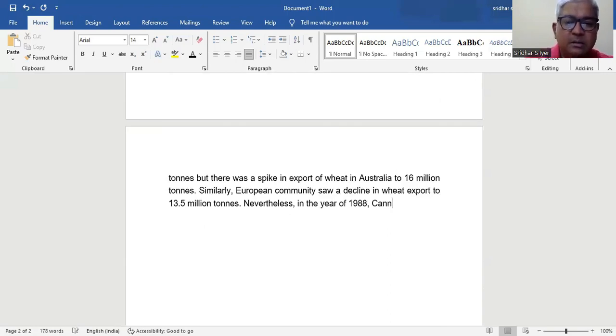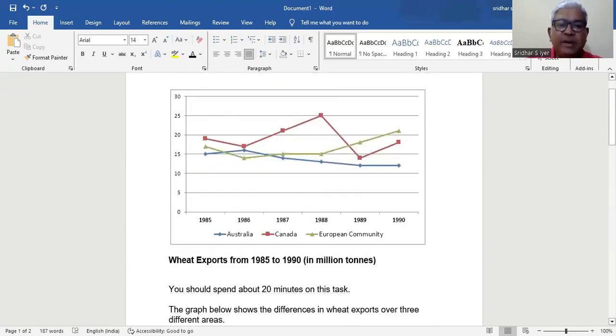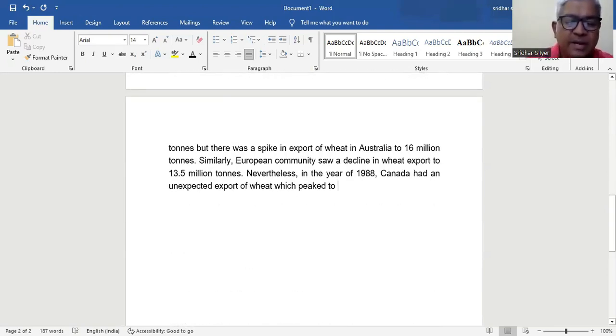Canada had an unexpected export of wheat, which peaked to what? Peak to 25 million tons.